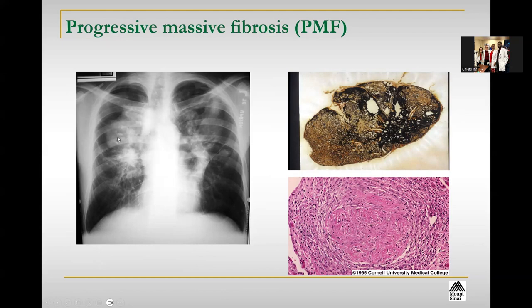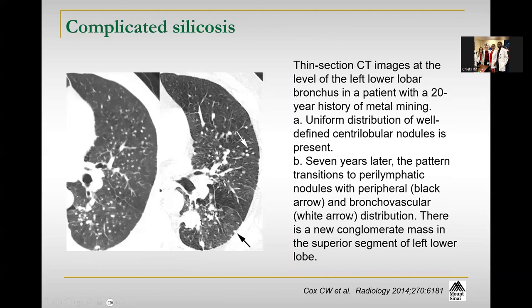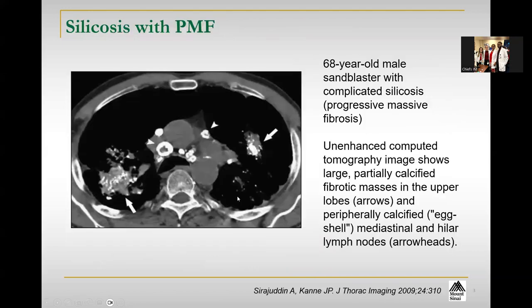Again, this is a case of progressive massive fibrosis. You see the large diameter masses, again, intensely fibrotic in a concentric way. And here's an example of this progressive massive fibrosis and some of the subpleural nodules that can sometimes give the appearance of pleural abnormalities. Not infrequently, these masses have calcification, as you see here in these two. And also this is to show you some mediastinal and hilar lymph nodes that have the classic eggshell calcification.